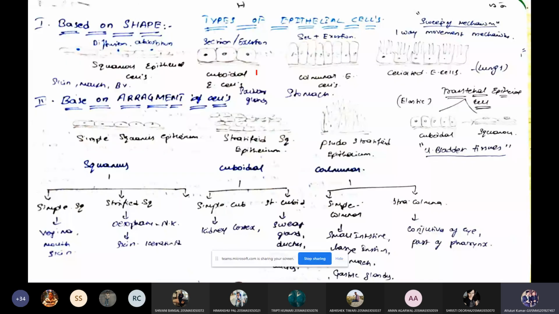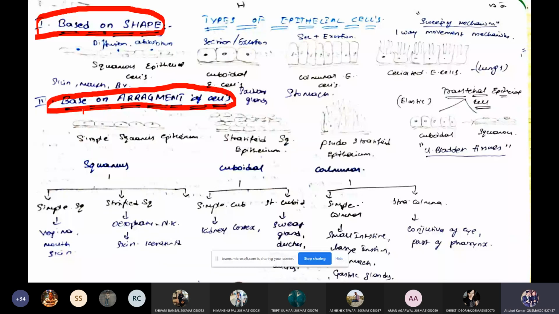Now, you need to know these basics also. So these are the basics of epithelial tissue. The first basic is that epithelial tissue is categorized into two major categories. One is based upon their shape, and the second one is based upon their arrangement. Based upon their arrangement, these are of two types: one is simple and one is compound. Simple and compound I will discuss later. So first let us see based upon shape.